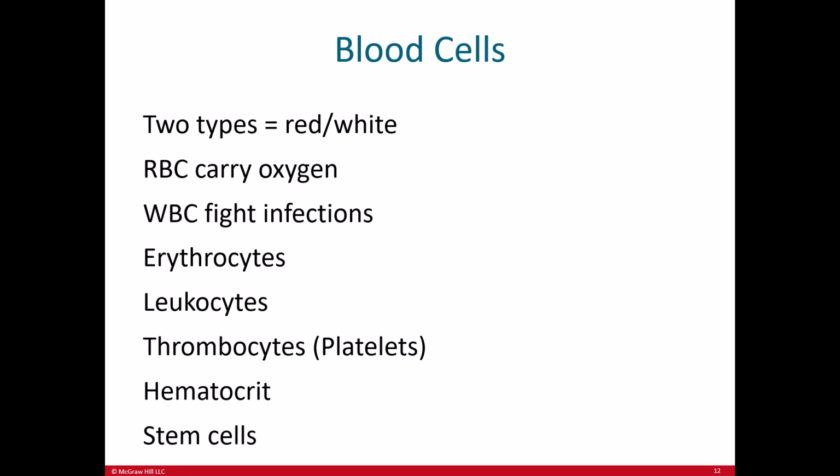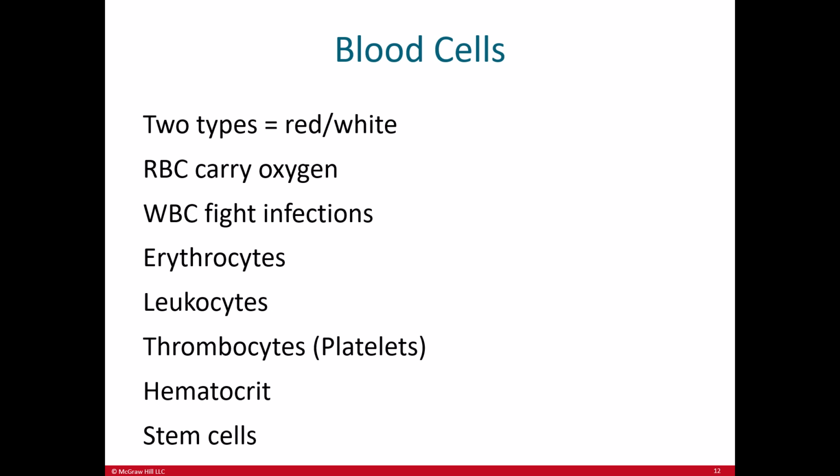Here we'll talk a little bit about blood cells. So there are two types. We have red blood cells and white blood cells. Now RBC is the abbreviation for red blood cell, and it carries oxygen. White blood cells fight infections, and you have multiple types of white blood cells.